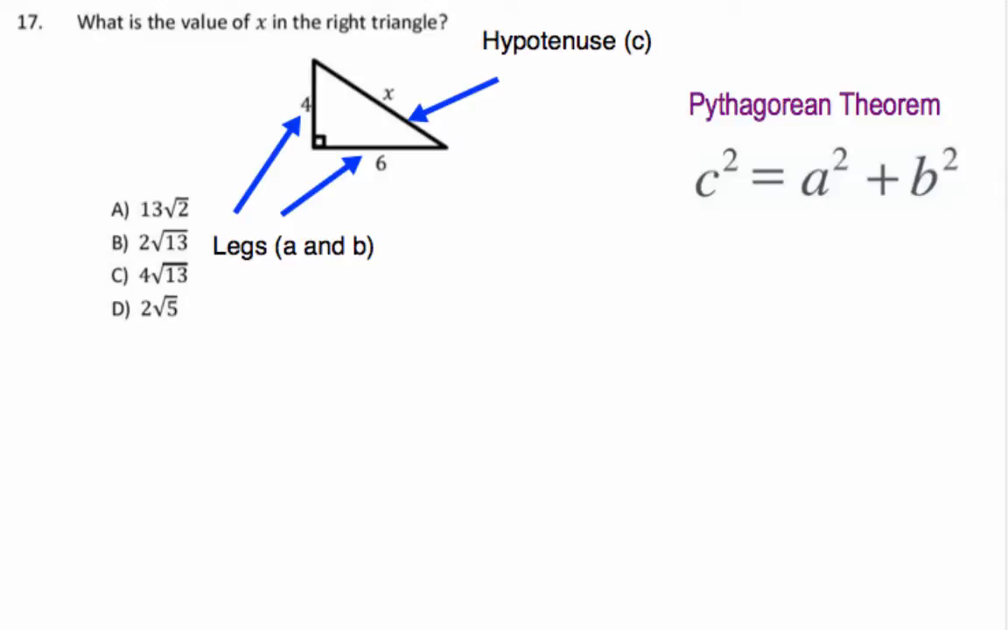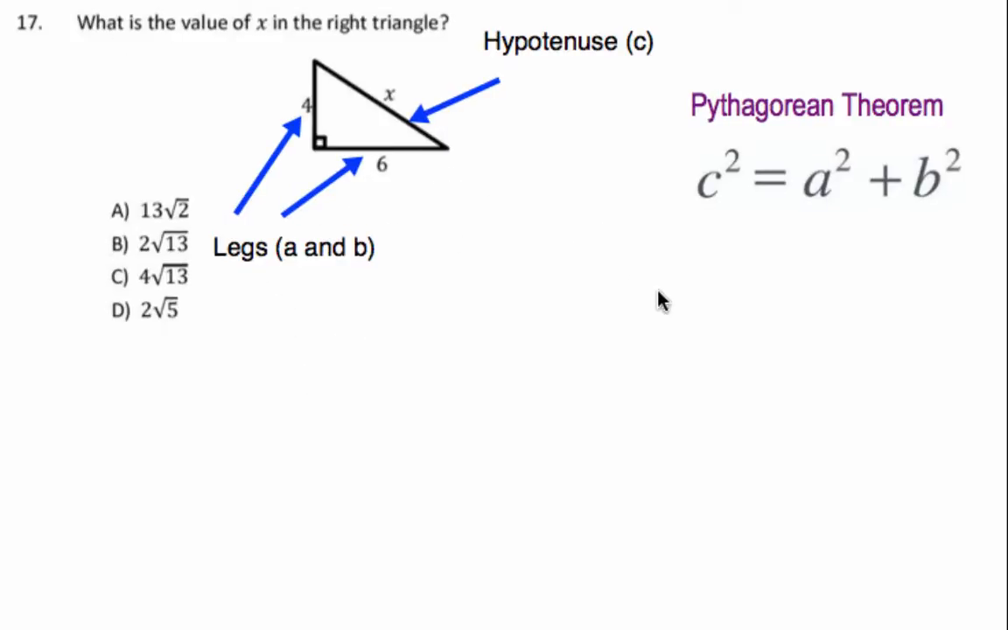Question number 17 asks you to determine the value of x. When they give you a right triangle, as indicated by the little square in the lower left corner, that is a right triangle. And since the side x is opposite the right angle, that is the hypotenuse. The hypotenuse is side c. In the Pythagorean theorem formula, c squared equals a squared plus b squared, which you'll need to use in order to solve for x. So once we know that, it's straightforward.